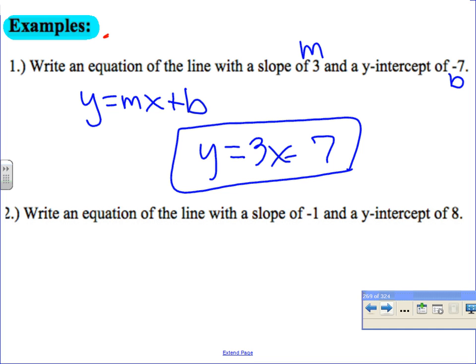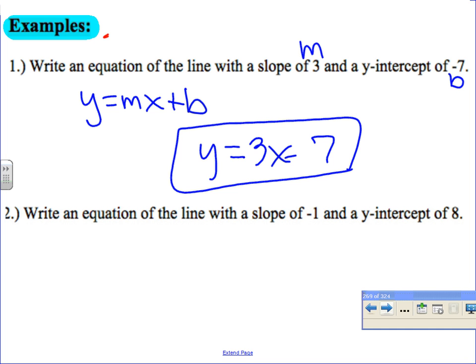Okay, the second one I want you guys to do, write an equation of the line that has a slope of -1 and a y-intercept of 8. And once you have it, I want you to put your hand up, please. You should all have this done.